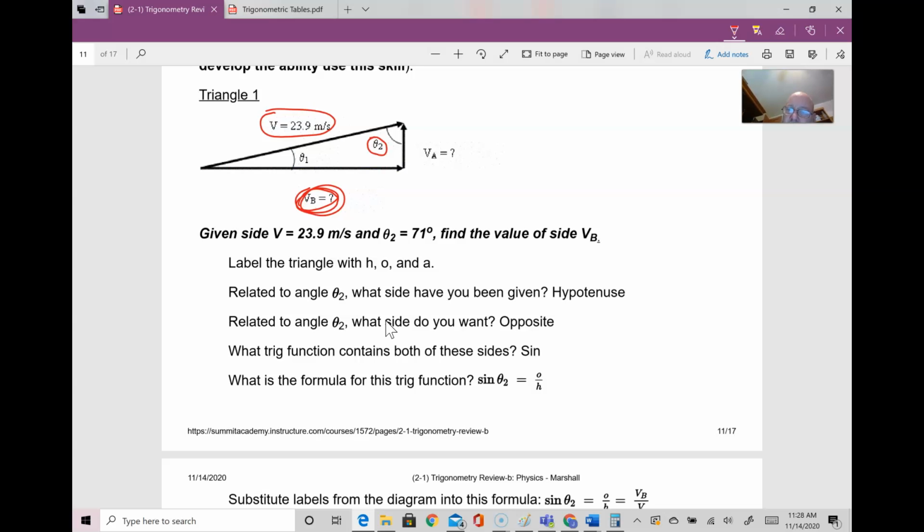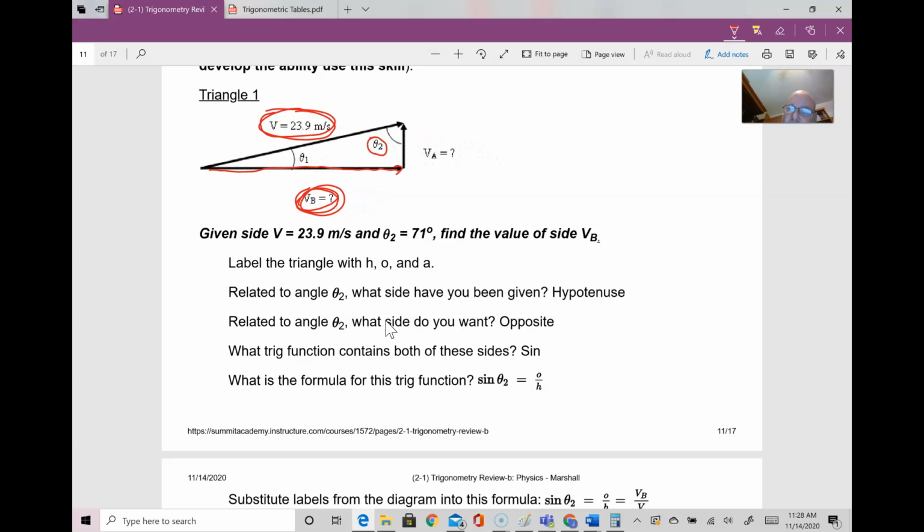A situation like this might be that I have an object that's flying at this angle at 23.9 meters per second, but I don't want to know what the velocity in that direction is. I want to know what the ground speed of it is. So if I find the length of this side, that will be the ground speed.